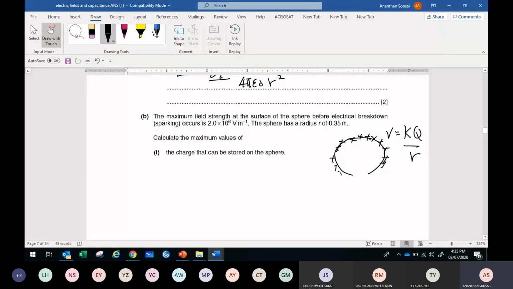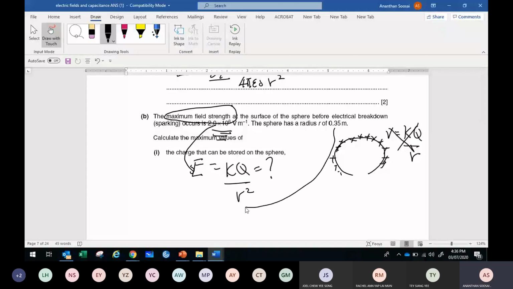So the question is asking, when the electrical breakdown happens, the maximum electric field strength is this. This is electric field strength, and that is electric potential. You can't use this one. For electric field strength, what is the formula? K Q over R squared is to be used. So the E you substitute as 2 times 10 to the power 6. You are looking for the charge, and R is the radius of the sphere. So you get the charge Q, the magnitude of the charge in terms of coulomb.